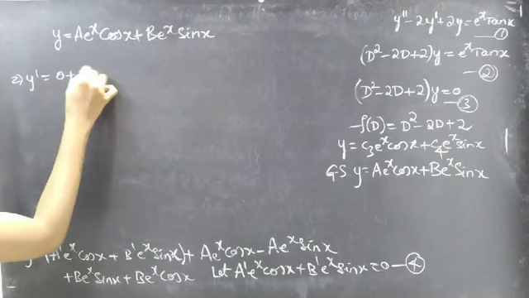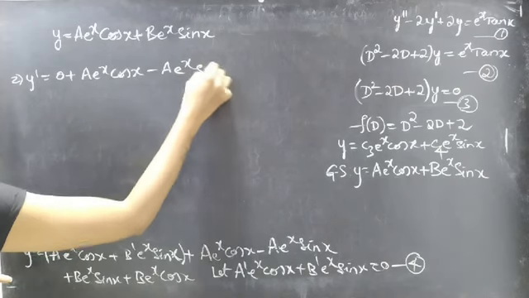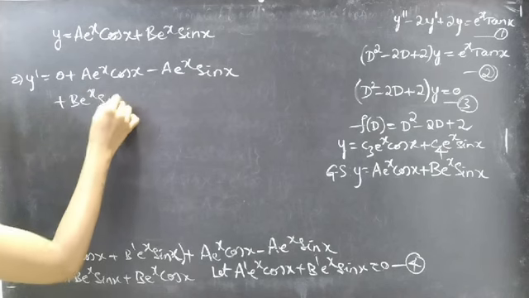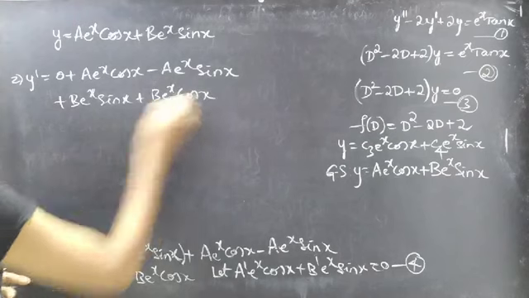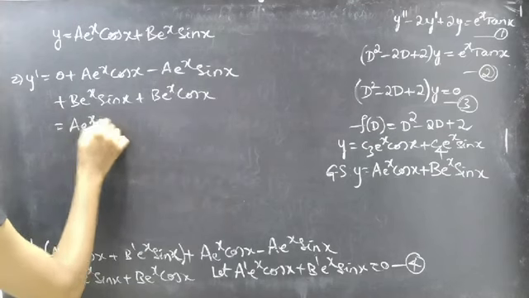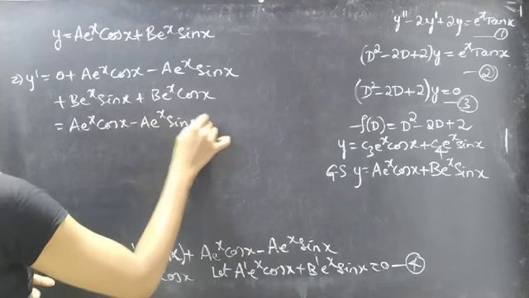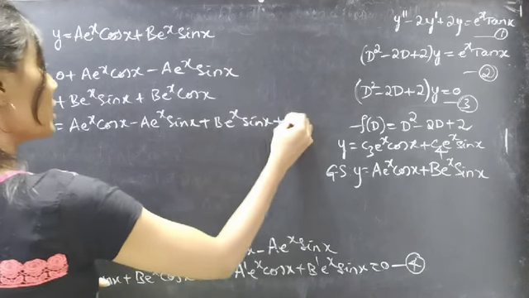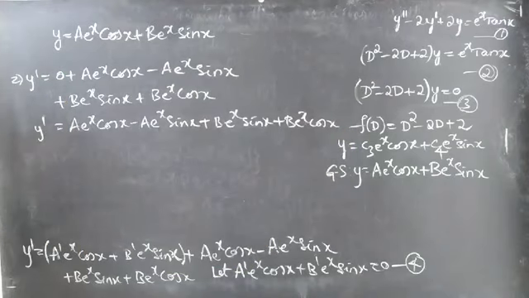zero plus a e power x cos x minus a e power x sin x plus b e power x sin x plus b e power x cos x, which gives us a e power x cos x minus a e power x sin x plus b e power x sin x plus b e power x cos x, which is a required y dash. Let's now find y double dash.